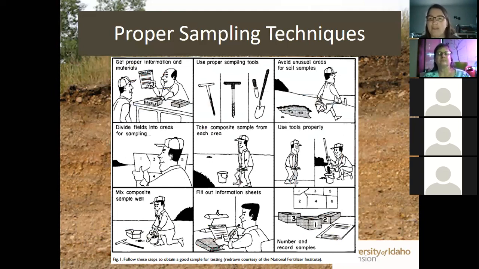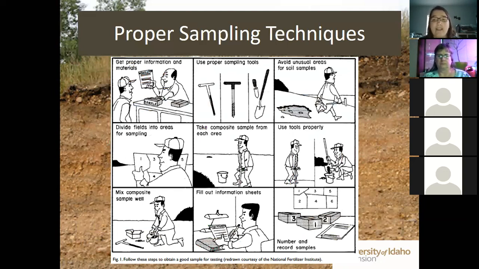You're going to take a lot of smaller samples and combine them into one sample. And you kind of want to go by areas that are being treated the same. So avoid unusual areas. This comes from a large farm. So divide fields into areas for sampling, and I think they're talking acres here. But let's say you wanted to do your lawn. You'd want to pick several areas in your lawn to do that sample that would be representative of the whole.